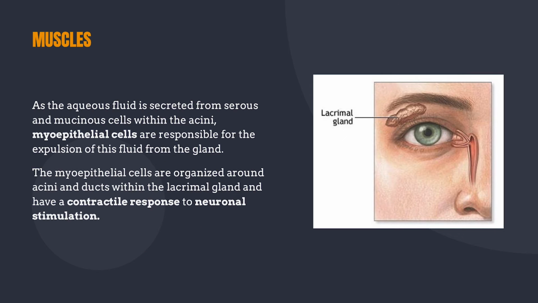As the aqueous fluid is secreted from the serous and mucinous cells within the acini, myoepithelial cells are responsible for the expulsion of this fluid from the gland. The myoepithelial cells are organized around acini and ducts within the lacrimal gland and have a contractile response to neuronal stimulation. Now that's the end of the overview of the lacrimal gland.